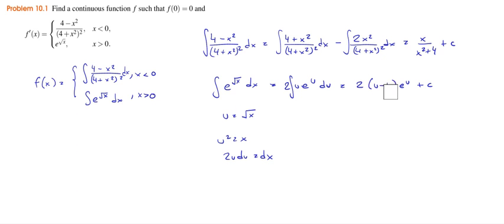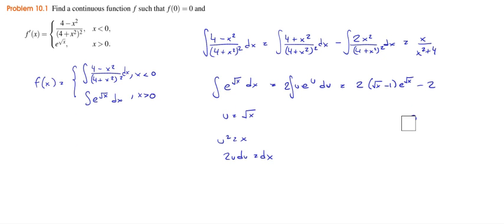And so you can undo the change of variable. This is 2 times (the square root of x minus 1) times e to the square root of x plus c. Okay, let's call these c1 and c2. And now when x is 0, this has to be 0. So this at 0 has to be 0, so c1 is 0, right? And then this at 0 has to be 0. This is 2 times (the square root of 0 minus 1), so this is minus 1, minus 2, e to the 0 is 1, and plus c2 is 0, so c2 has to be 2.